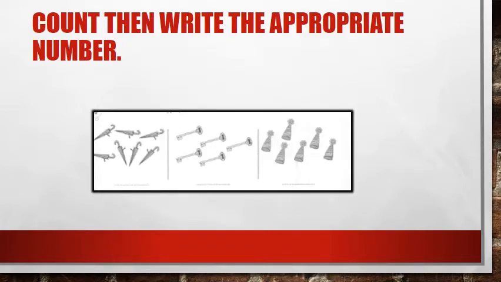In this slide, we have to count, then write the appropriate numbers. Let's count. How many umbrellas do we have? 1, 2, 3, 4, 5, 6, 7. So we have to write number 7. How many keys do we have in the second picture? Let's count. 1, 2, 3, 4, 5. So we have to write 5.